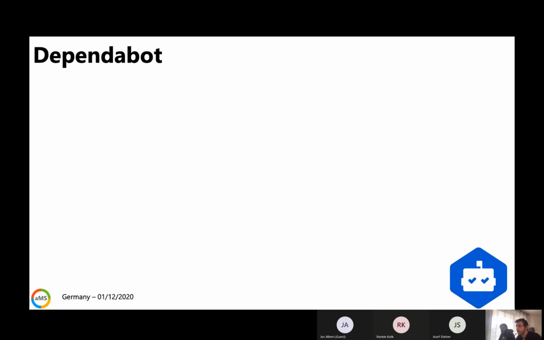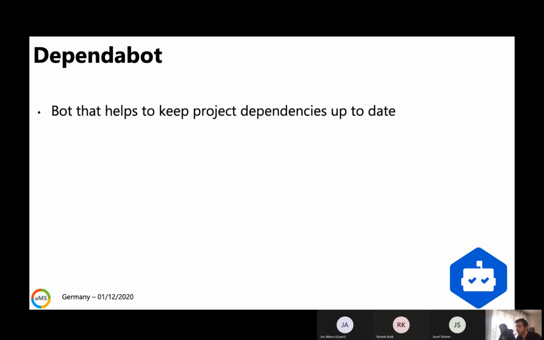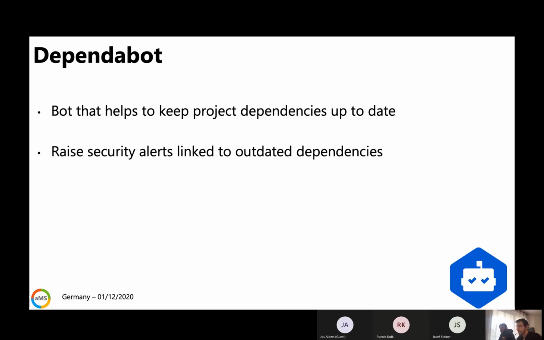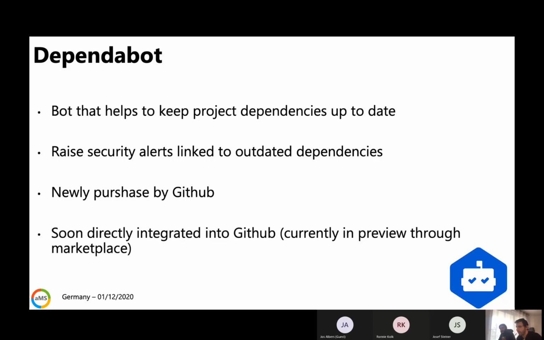You also have Dependabot. Dependabot is a bot, as its name says, that helps to keep the project dependencies up to date, and it's really, really important. It will raise security alerts linked to outdated dependencies. It's newly purchased by GitHub, so therefore by Microsoft, and soon it will be directly integrated into GitHub. Currently it's in preview through the marketplace. I had a demo about it, but I can't show you because we are logged in with Sylvain and I do not go to the marketplace to install it.